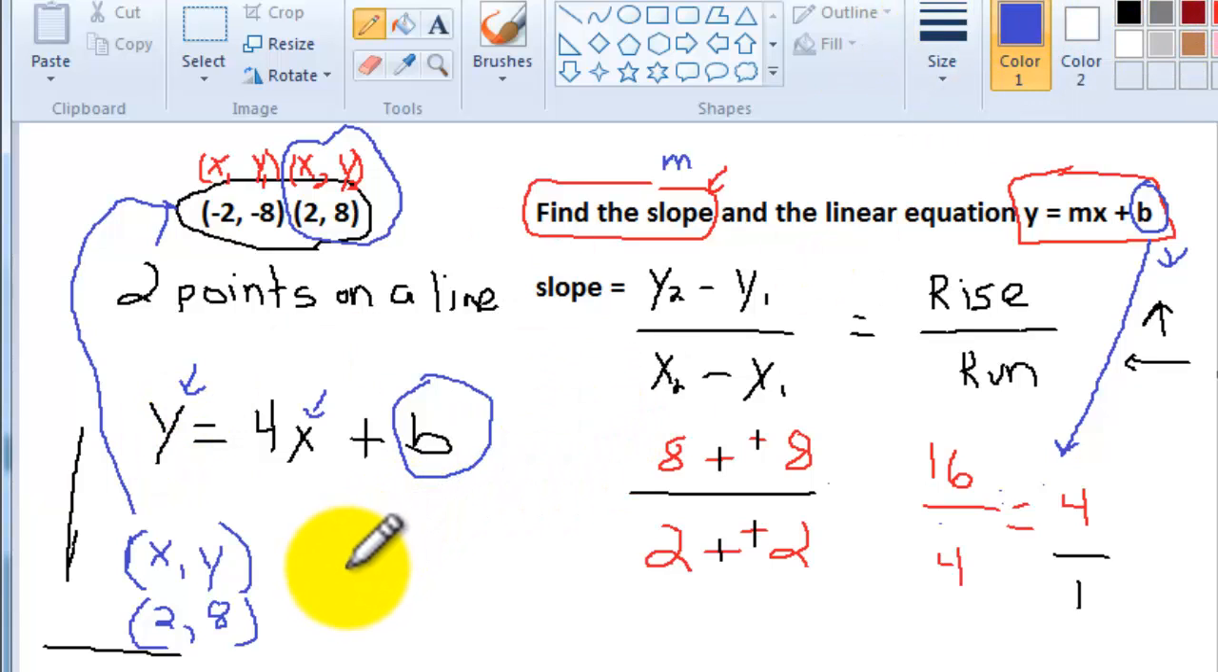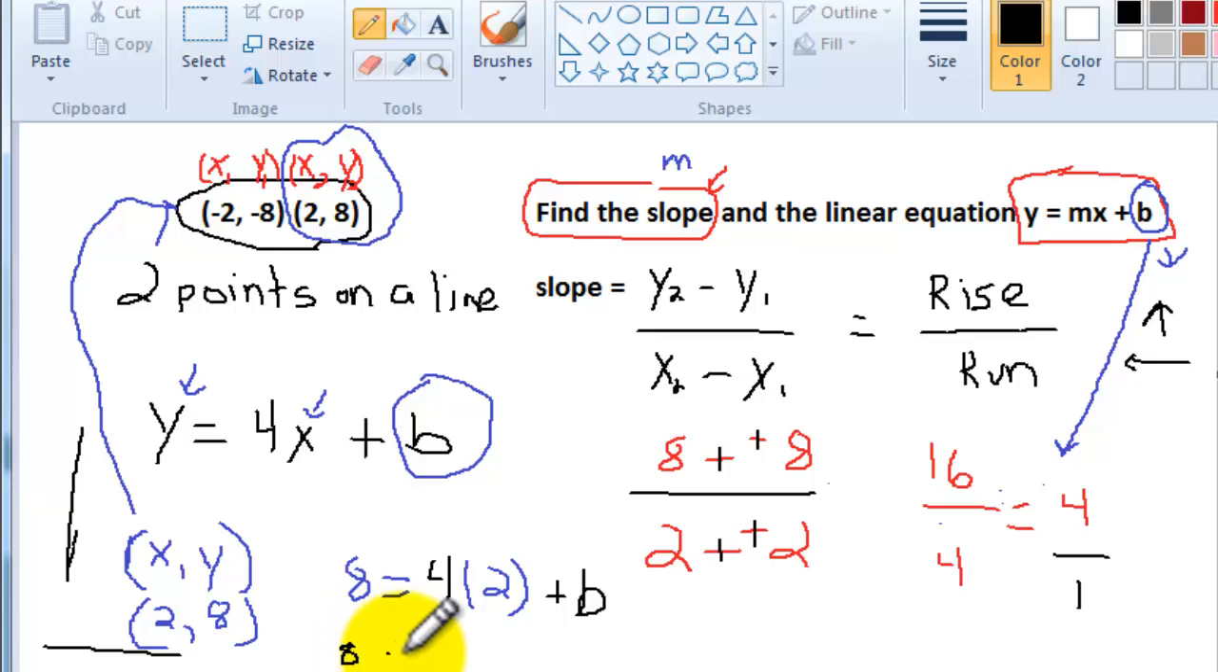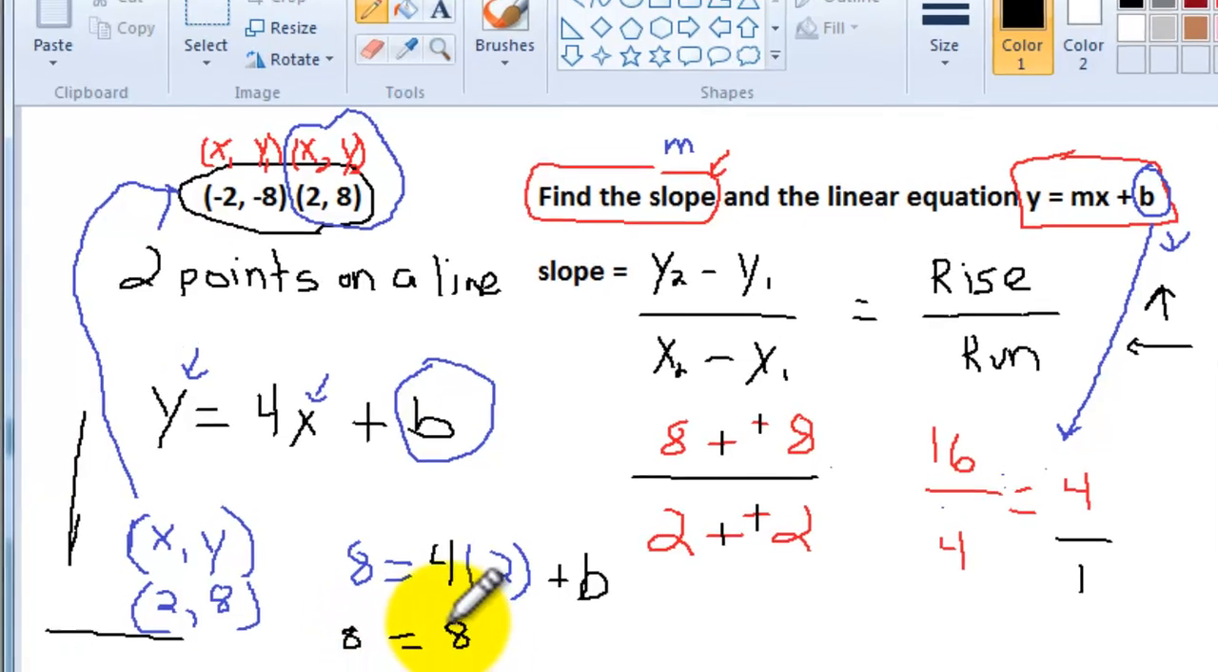So let's do that. 8 equals, and we'll leave our slope alone. And then we'll plug in the value of x for that point, which is 2, times 2. And we have a b. We still have a b that we don't know, but we're solving for b. Once again, because we're really good at algebra now, right? Okay. 4 times 2 is 8, so 8 equals 8 plus b.